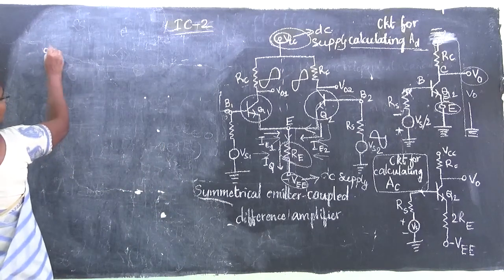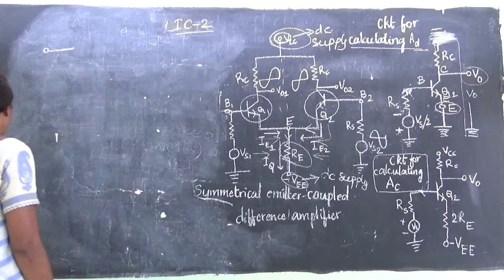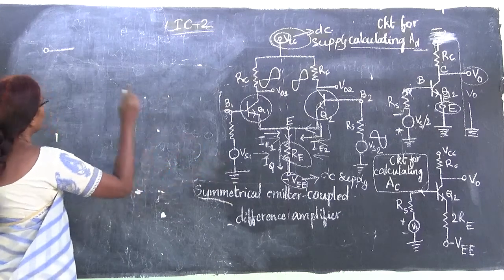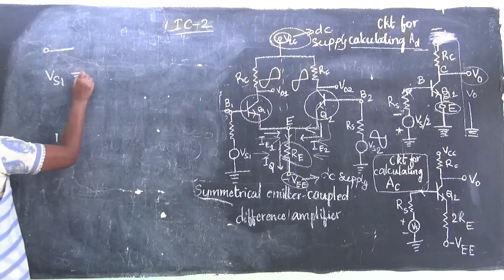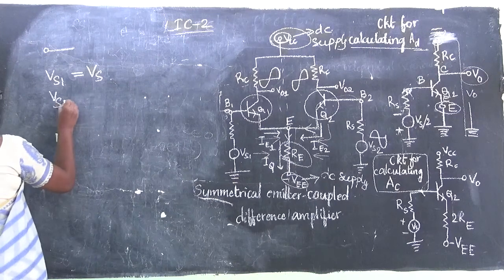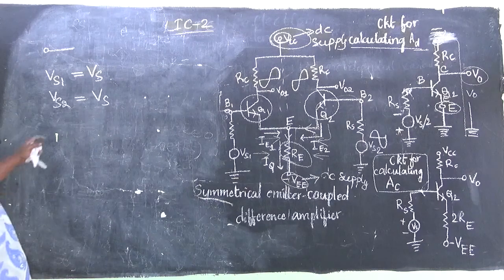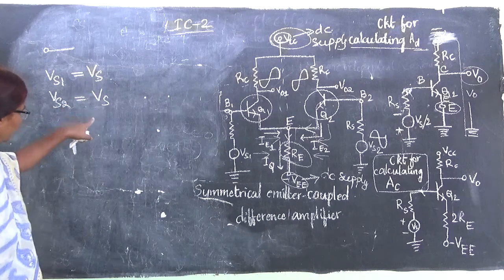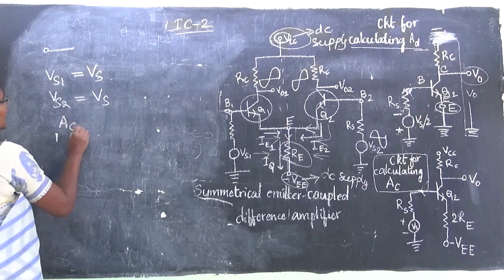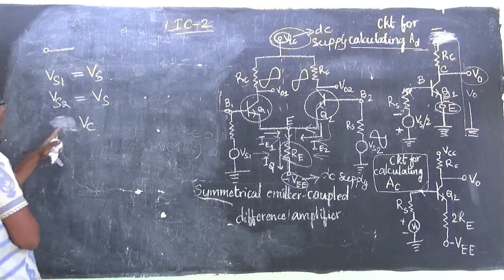So now you can observe that, to find the common mode gain AC, the sources Vs1 will be considered as Vs, and Vs2 will also be considered as Vs. In the previous case we have taken Vs by 2, and in the present case we are taking Vs. Why we are taking Vs: because my common mode signal is going to be Vc.